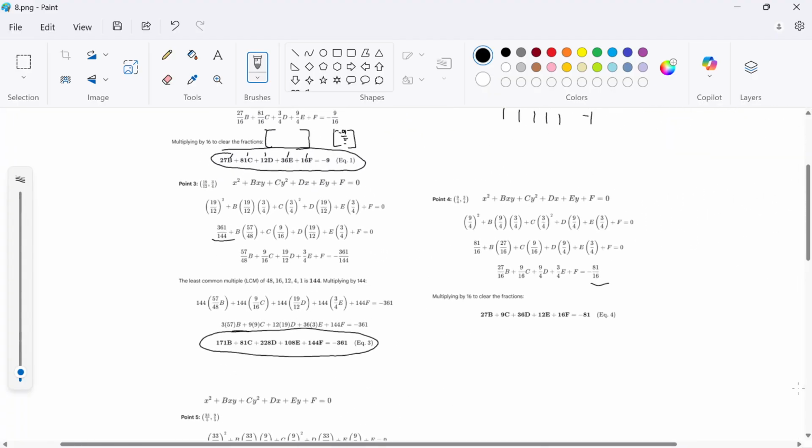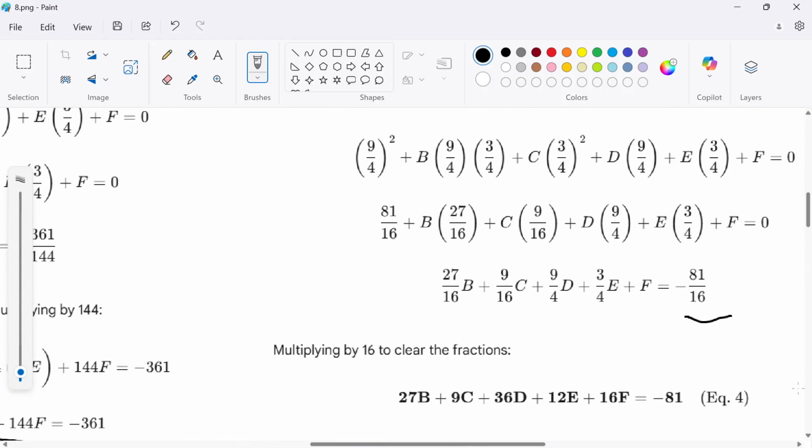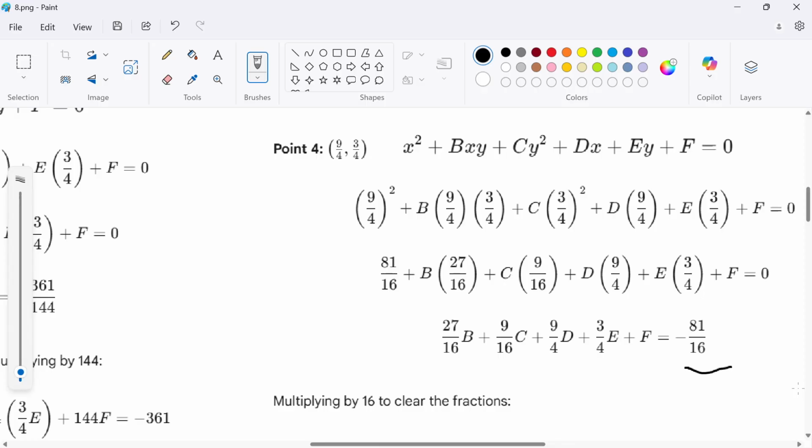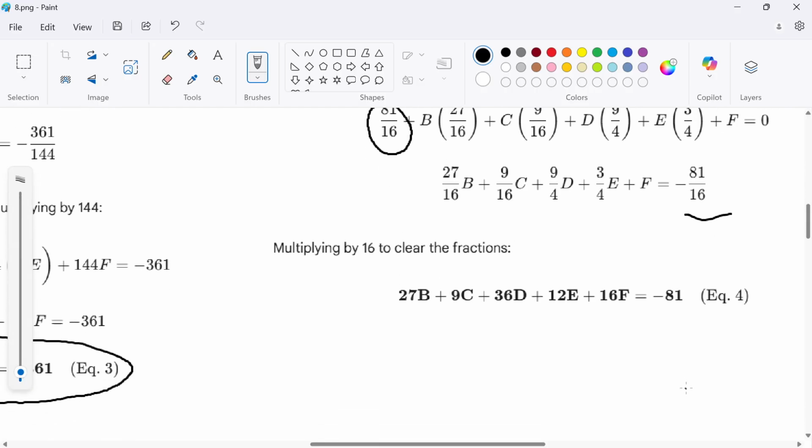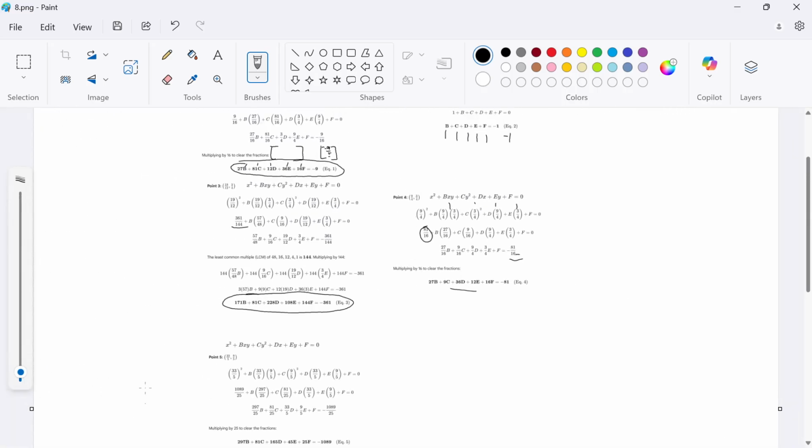You can do it on a TI-84. I'm going to do it on Desmos. Then I've got 9/4 and 3/4. I put x squared, which is 9/4 squared, and then xy, y squared, x, y, and then plus f equals 0. I'm going to subtract that 81/16, which is x squared, 9/4 squared, from both sides. Then, of course, multiply everything else by the common denominator 16. And here's equation 4. And then here's equation 5.